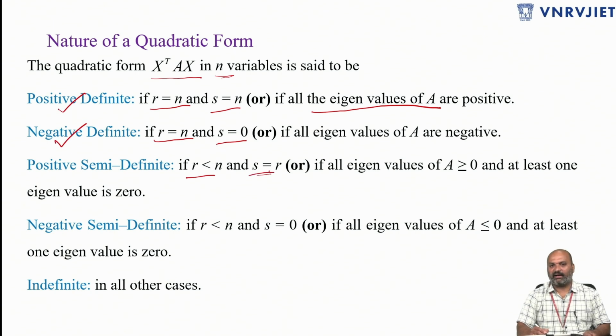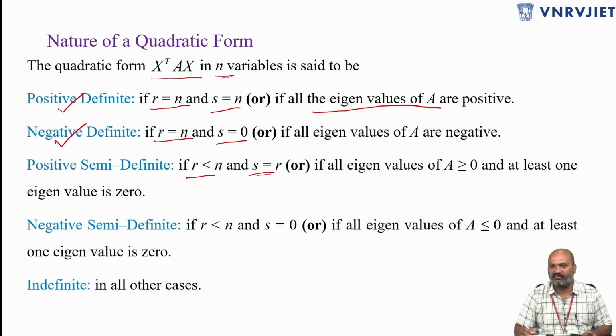And s equals r, so that means there are r terms, and all terms are positive. But remember that the number of terms is not equal to n; there are fewer terms than n. So it is called positive semi-definite. In other words, all the eigenvalues of A are greater than or equal to 0, but at least one of the eigenvalues is 0.